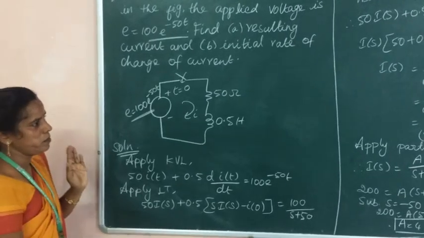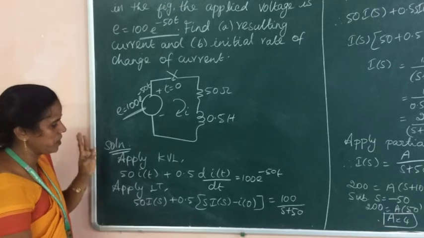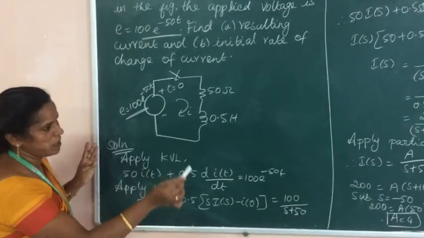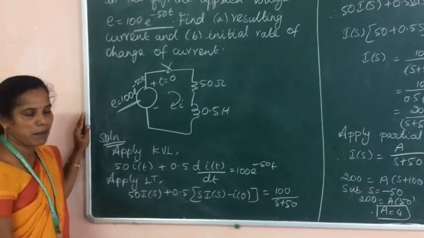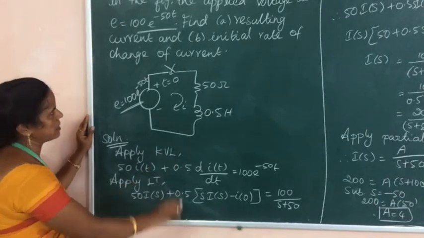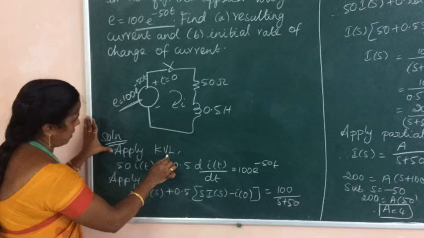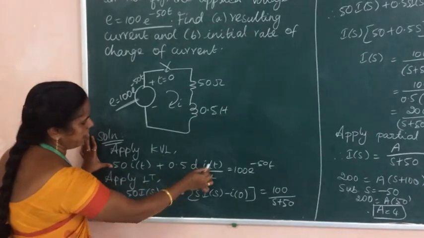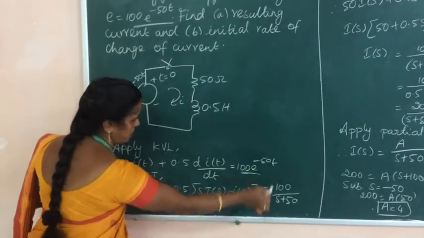So this is simple. As we are thorough with the derivation, only four things we are going to apply. First we will apply KVL. Next we will take the Laplace transform. Third, we are going to apply partial fractions. Last, we are going to take the inverse Laplace. So we will be getting the resulting current. For the given circuit, applying KVL, we get 50 into i of t plus 0.5 into di by dt is equal to the supply voltage 100 into e power minus 50t.